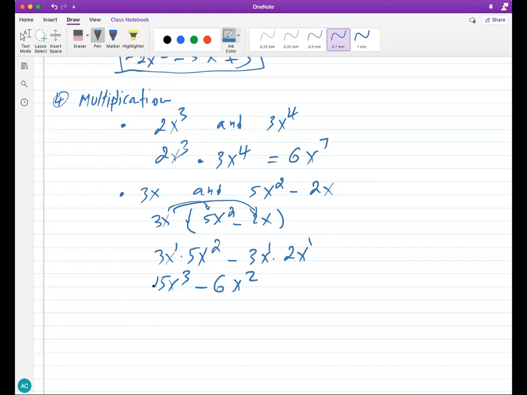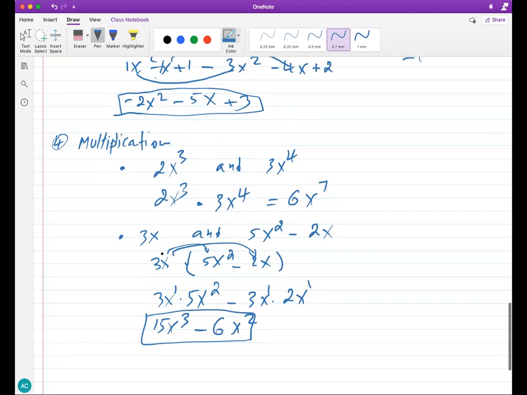These are different. Don't add or subtract them because the power here is 3, the power here is 2. There's nothing else we can do. These are unlike terms. Like terms must have the same variable and the same power, but these are different. Okay, monomial by monomial, and we saw monomial by binomial. Now we're gonna see how to multiply 2 terms by 2 terms, binomial by binomial.